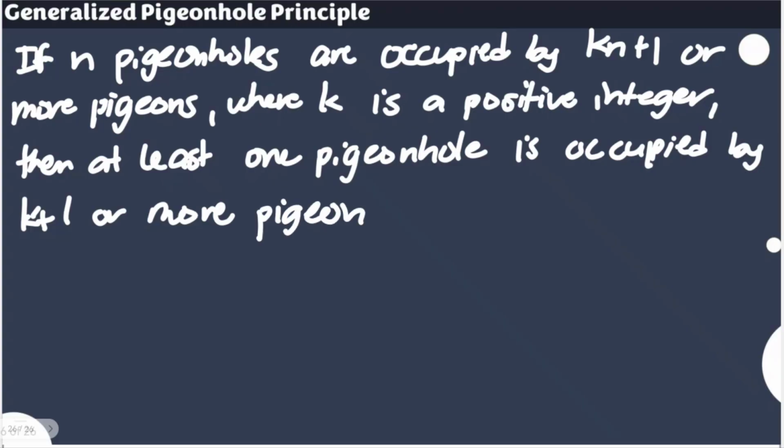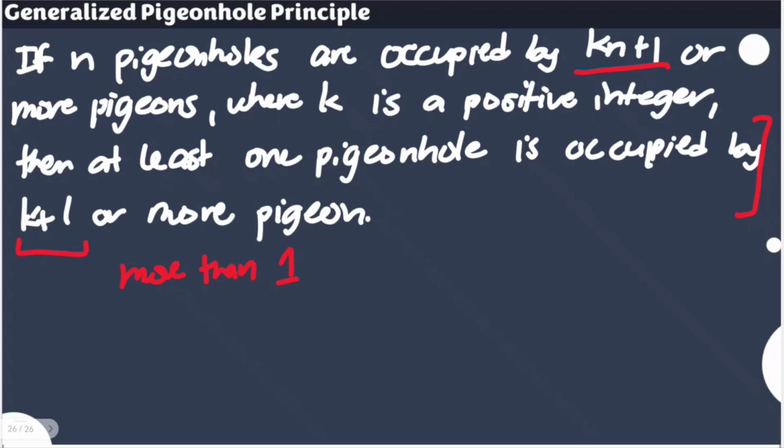So how do we separate this from the pigeonhole principle previously discussed? Again, it was n plus 1 here. In the pigeonhole principle, it was n plus 1. And the last statement was actually written differently. It was stated there that at least one pigeonhole is occupied by more than one. So in the previous one, it's just more than 1. But since we are now generalizing it in terms of k, which is a positive integer, we have here k plus 1 or more pigeons.